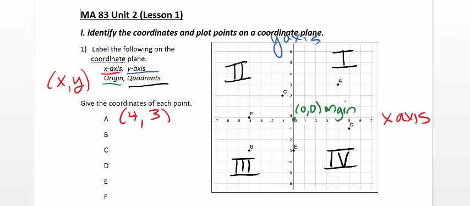B is over here in the third quadrant. We had to go over to the left 4, so that's a negative 4. And then down 3 to get here to B. So because we had to go down 3, that's a negative 3.